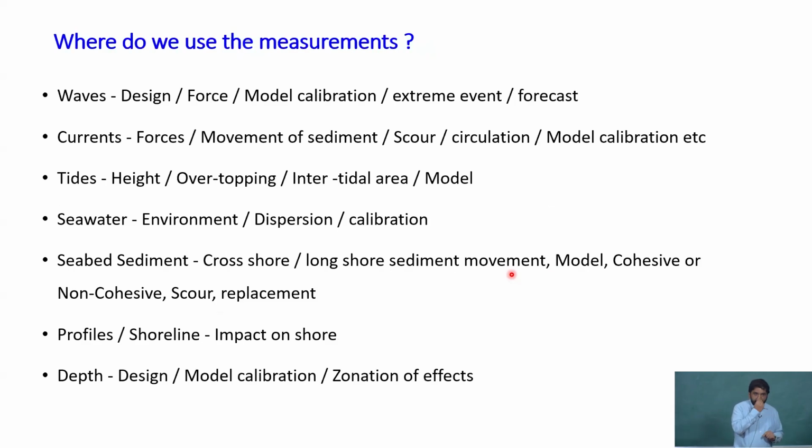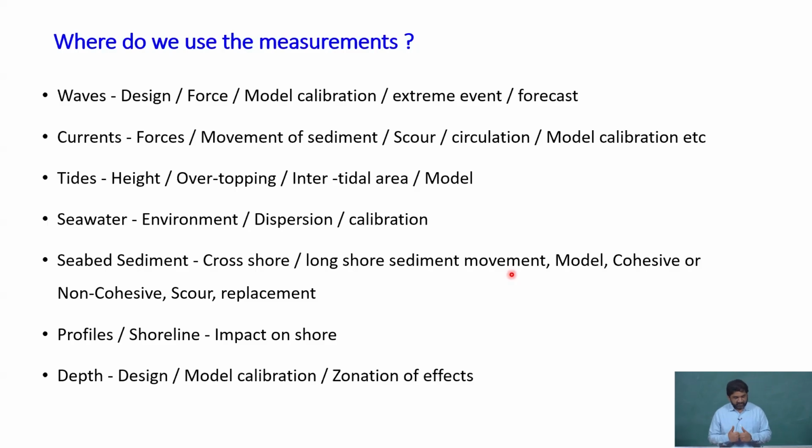So once we have seen the importance of these measurements, where do we use them? What is the purpose of collecting these waves, currents, tides? It simply cannot be research alone. There should be some practical utility also. For waves, we use them for design, when we want to check the force, when we want to calibrate models, when we want extreme event forecasts. Similarly for currents, when you want to model certain circulations, you use those measurements.